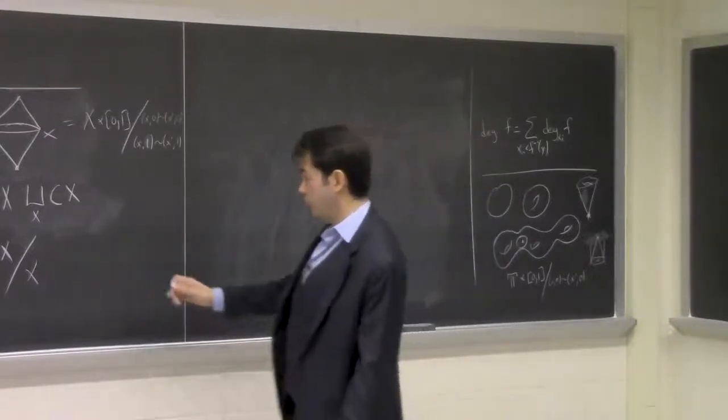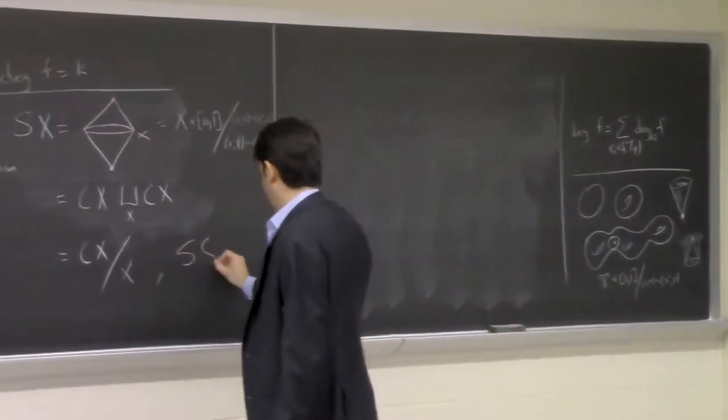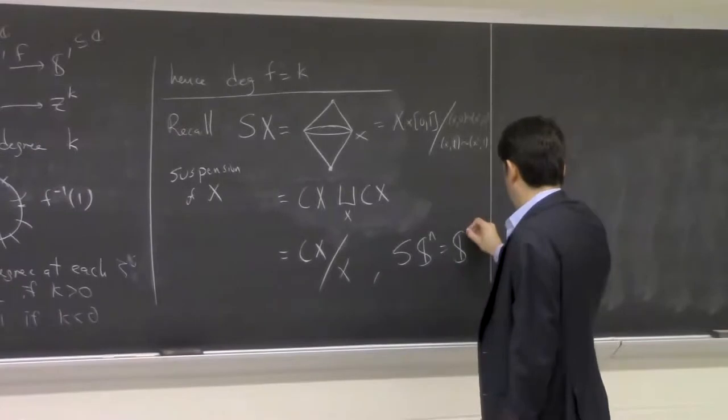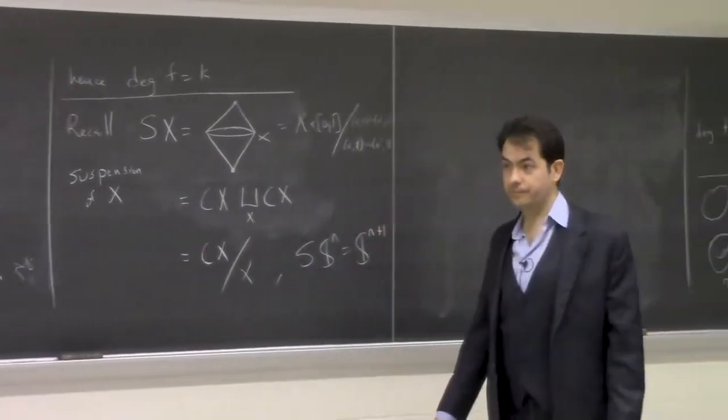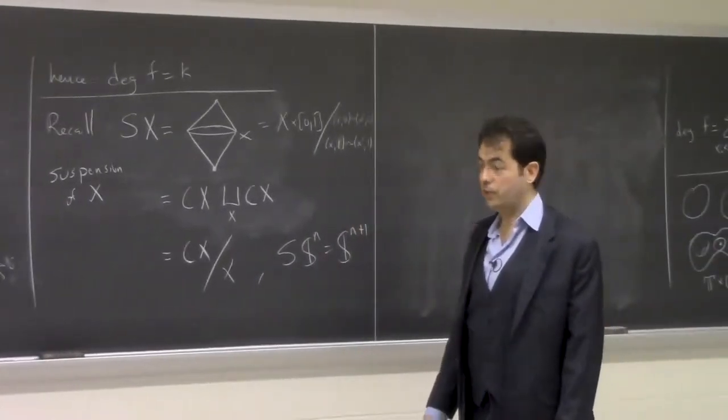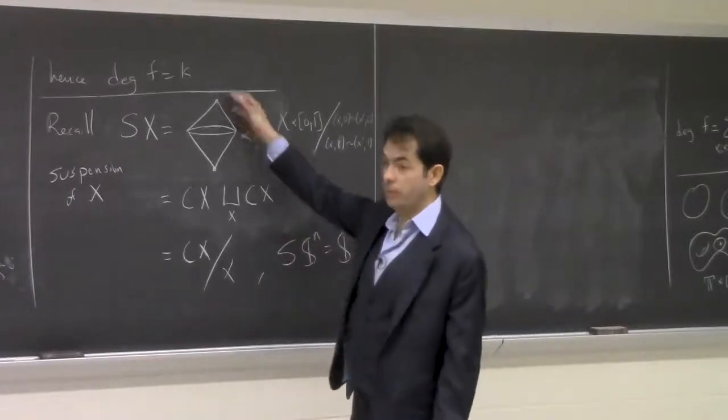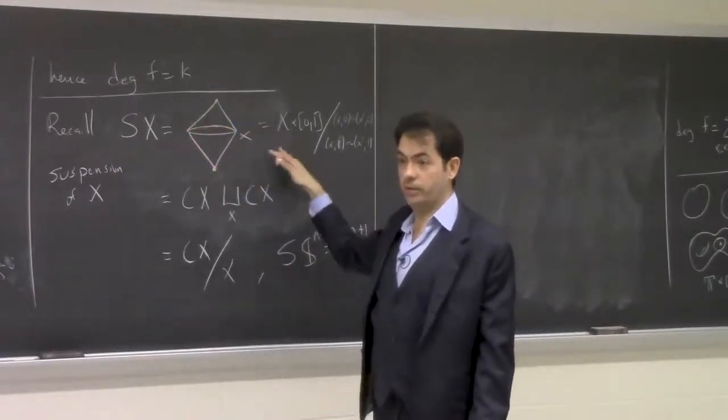Okay, and of course the point is that if you suspend a sphere, you get the next sphere. Right? Because you're just adding the upper hemisphere and the lower hemisphere along the equator.